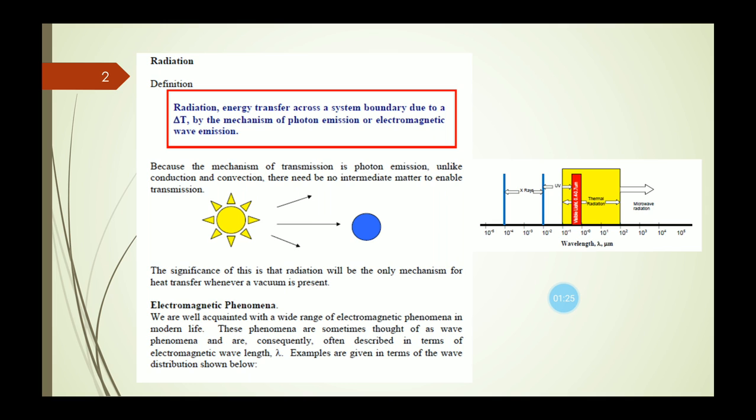So what is this radiation? The definition of radiation is actually the transfer of energy across a system boundary by means of an electromagnetic mechanism. So this electromagnetic mechanism is caused solely by a temperature difference.